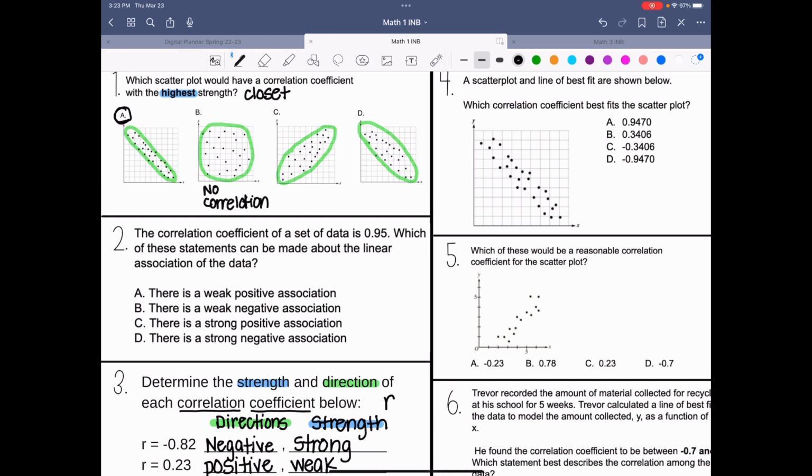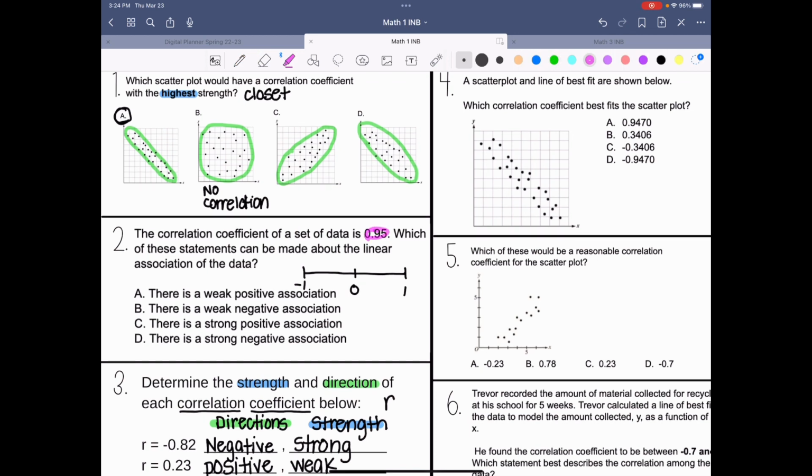All right, so number 2. We have the correlation coefficient and we have 0.95. So remember that number line, and we fall between 1 and -1 and then 0. So 0.95 is going to fall in this range right here, which is closer to 1.